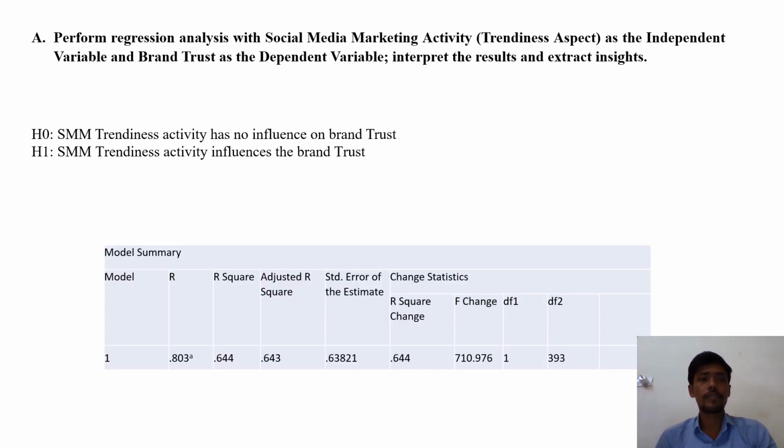This is the regression analysis with social media marketing activity readiness aspect as the independent variable and brand trust as the dependent variable. Interpret the result and extract insights. The null hypothesis: social media marketing readiness activity has no influence on brand trust. The alternative hypothesis: social media readiness activity influences brand trust.